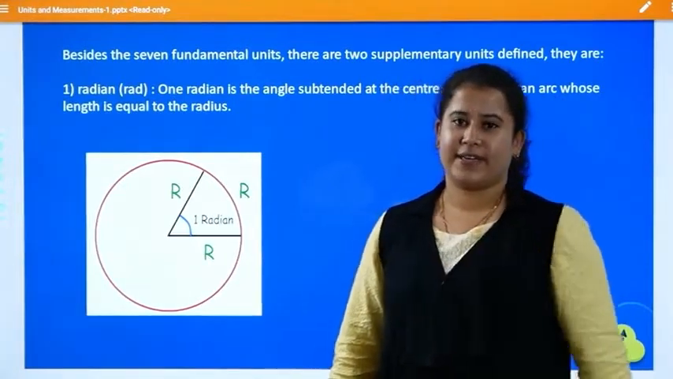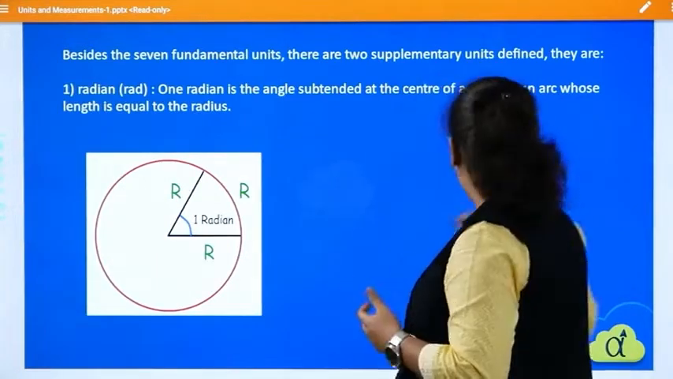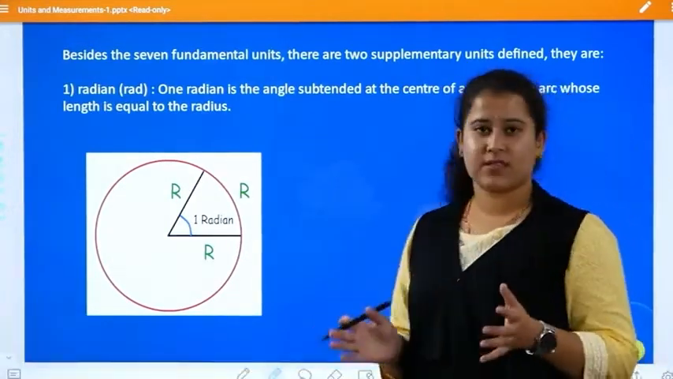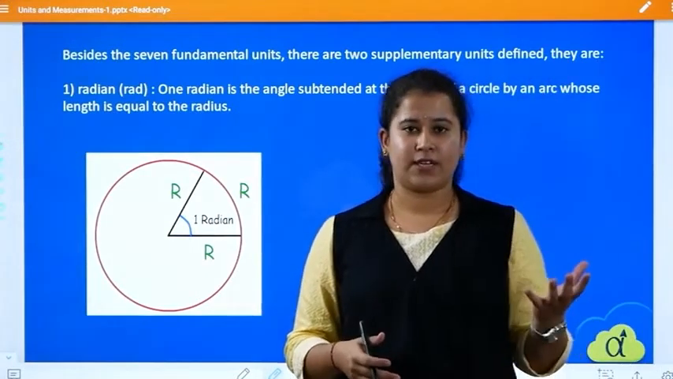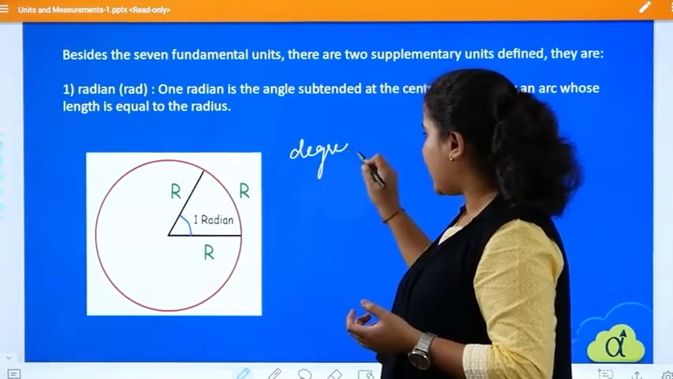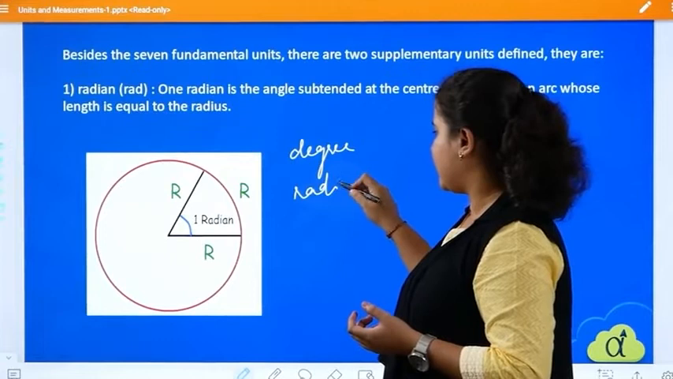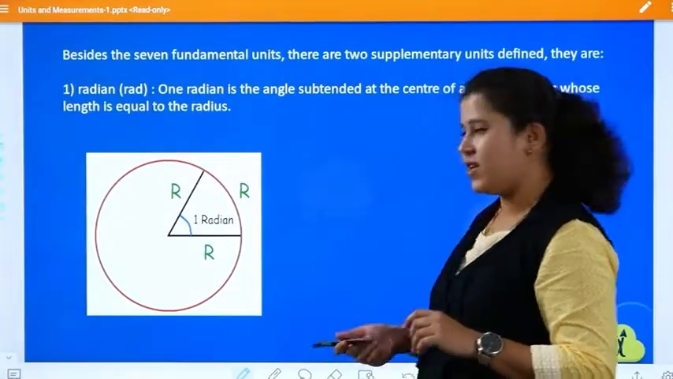So we'll look into radian. What is a radian? Radian, or 1 radian, I think you people have come across this in your maths subject. And even if you check your scientific calculators, you have the degree scale, and another one will be the radian scale. If you check in your scientific calculators, you will see it.